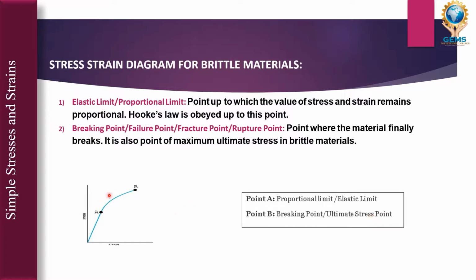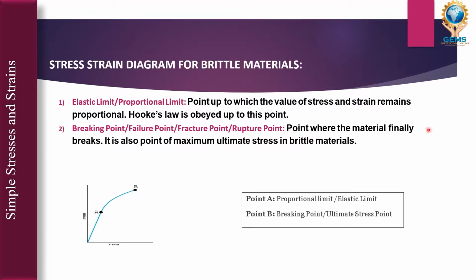Once you put a stress, it will break. Understand? That's why. See, the point up to which the value of stress and strain remain proportional is known as Hooke's law limit. Understand? What is Hooke's law? Hooke's law means stress and strain will be proportional to each other. But at the point B, the breaking point, which is also known as failure point or fracture point or rupture point, all the 4 points are the same. Understand? Breaking point, failure point, fracture point or rupture point.